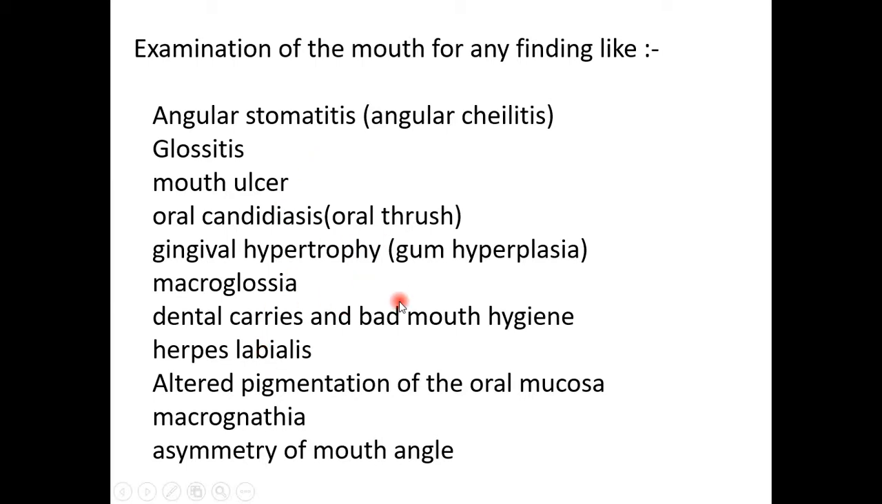Dental caries, bad mouth hygiene, and we may even smell a bad mouth smell, we call it halitosis. Herpes labialis: when there is a viral infection like influenza, we may have herpes labialis, herpes virus infection. Altered pigmentation of the oral mucosa in patients with Addison disease, for example. We may have pigmented mucous membrane. Macrognathia, enlargement of the lower jaw. Asymmetry of the mouth angle in patients with, for example, facial nerve palsy.